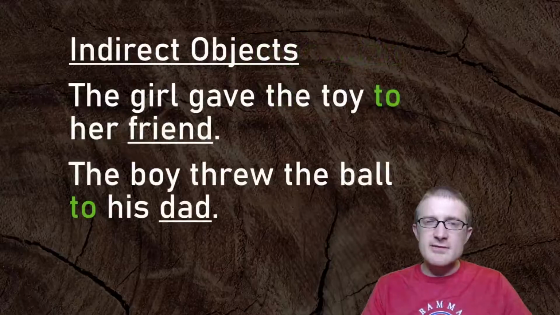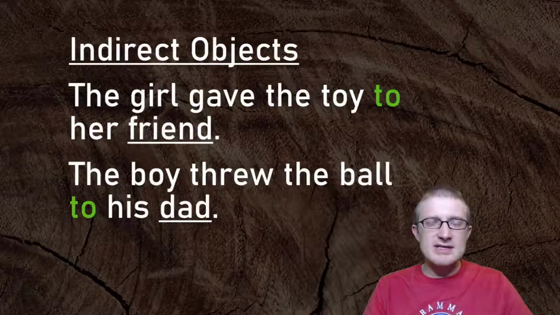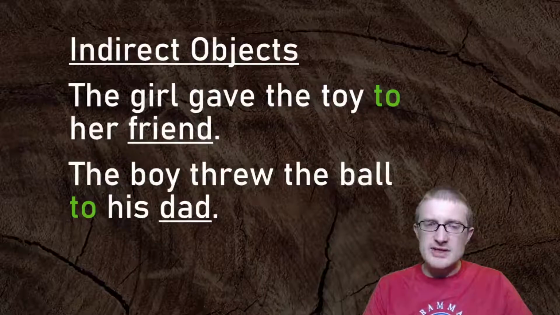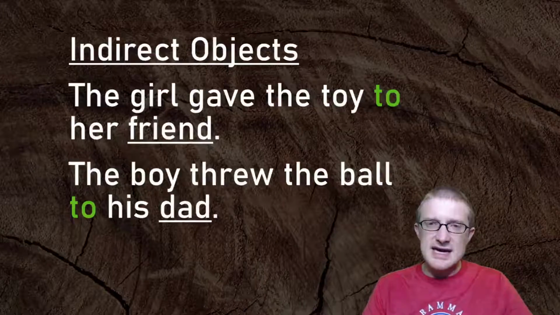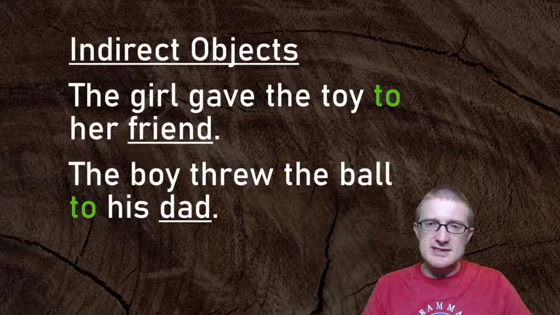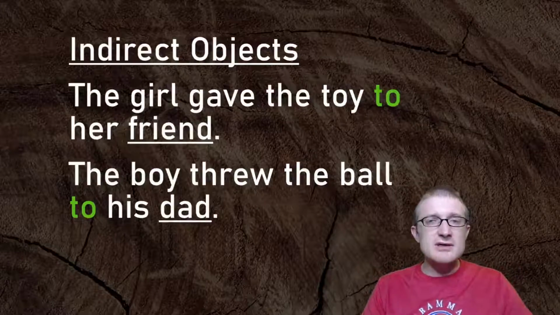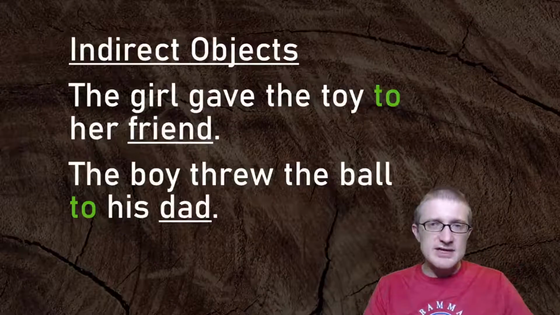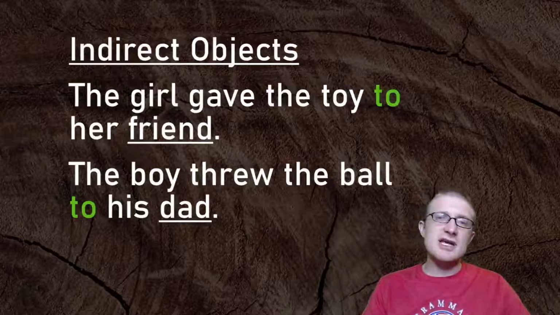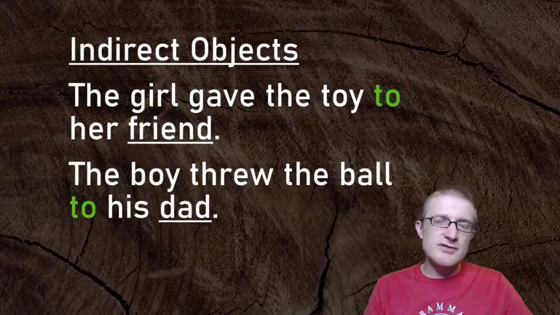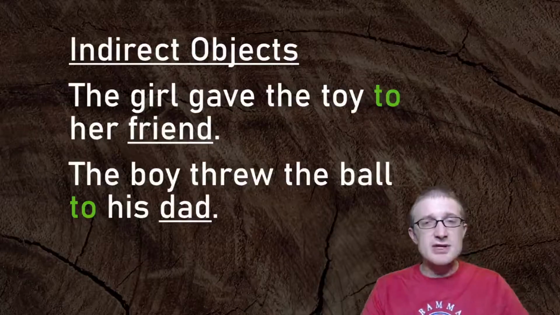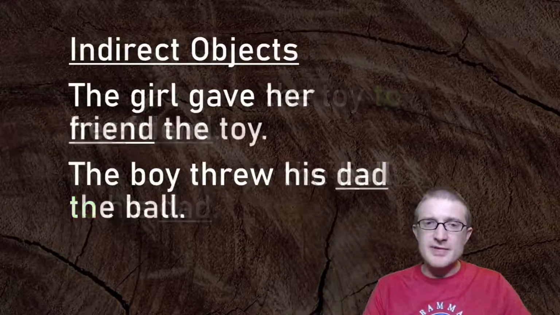Now, if you think back a little bit, when we saw our indirect objects, we had the word to also. So here, friend and dad are objects of a preposition, but they are indirect objects. We can actually make indirect objects a different way in English. This is the most common way. She gave the toy to her friend. That's the most common way to speak, but it is possible to do it another way.